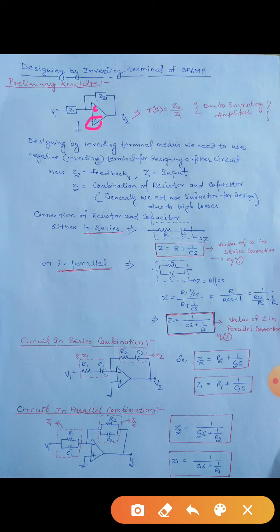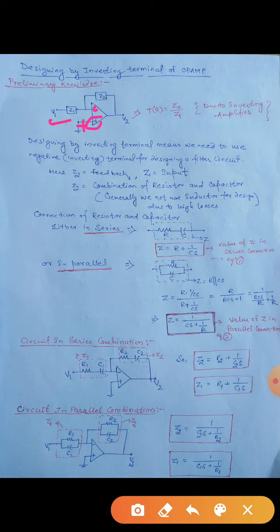So if the input signal is to be given at the negative terminal of the operational amplifier, that is called designing by the inverting terminal of an operational amplifier circuit. And if the input signal is to be given at the positive terminal of the operational amplifier, then that kind of filter designing circuit is called a non-inverting type of filter design with the help of an operational amplifier circuit. So here we are interested in designing the filter circuit with the help of the inverting terminal of the op amp.